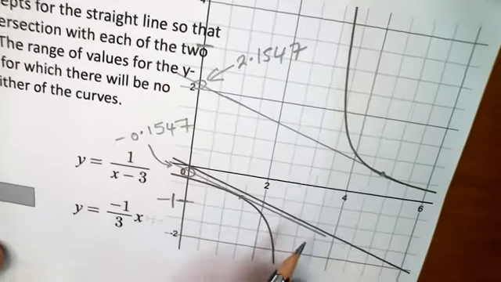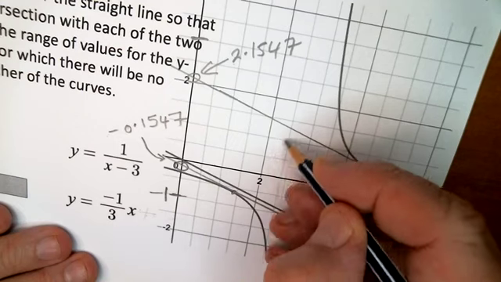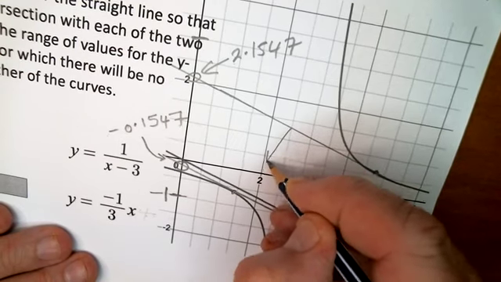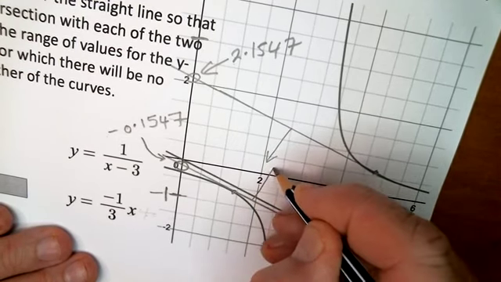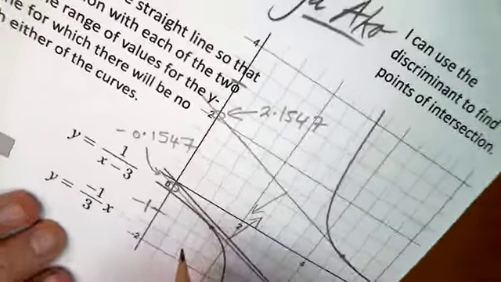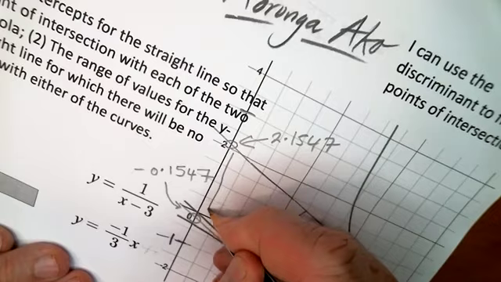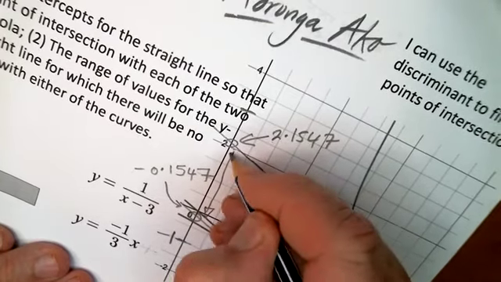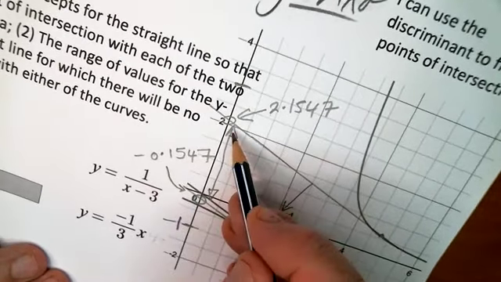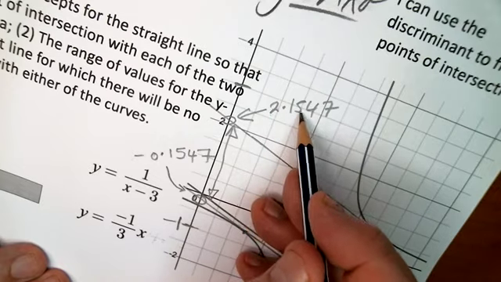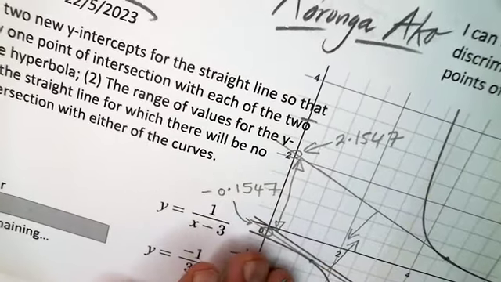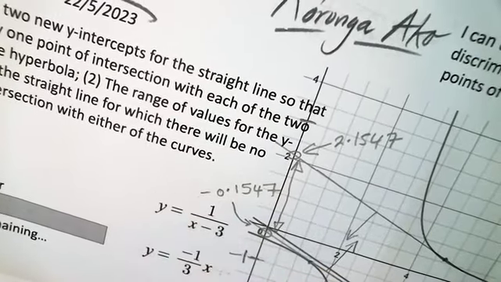So there's no point of contact if it's going to be less than this and greater than this. So we want this point to be somewhere in between these two. And the points somewhere in between these two are going to be anything less than 0.1547. So we could state this, and we could just write this.